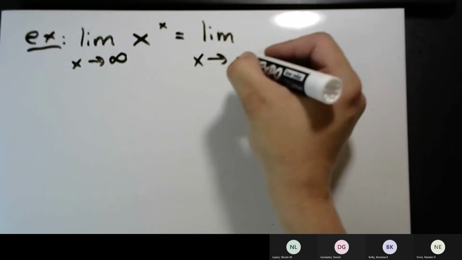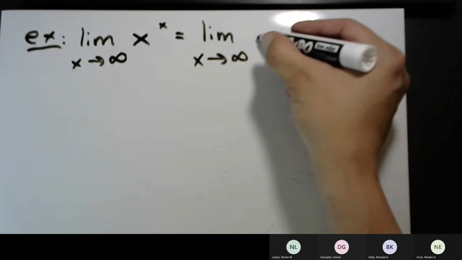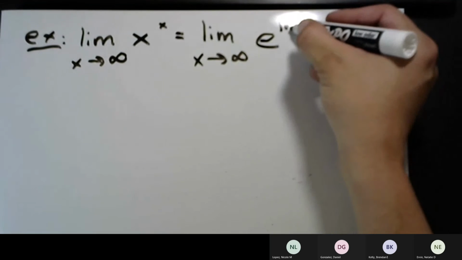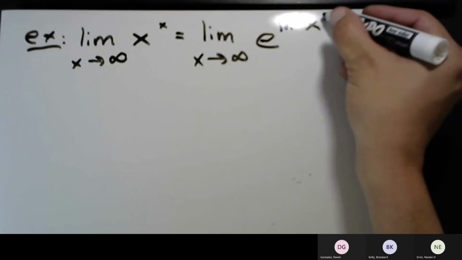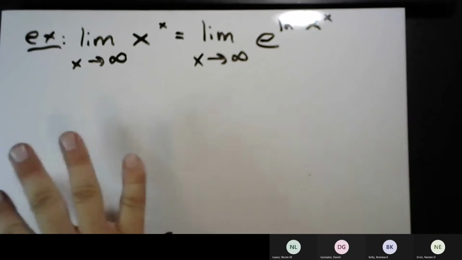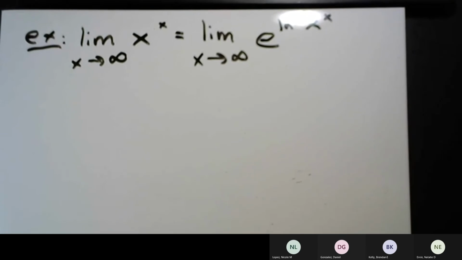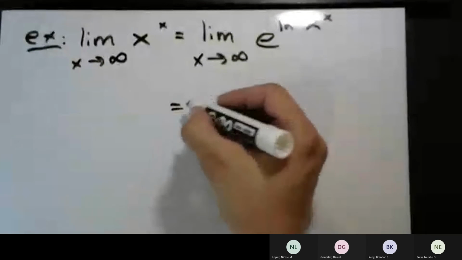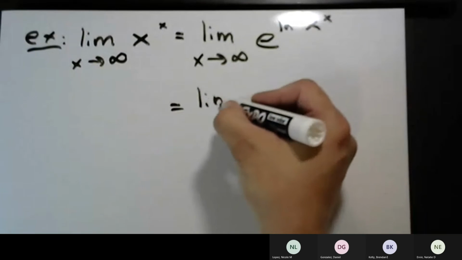So we can rewrite this as e to the natural log of x to the x. So we can do that. That's the trick that we want to focus on. The rest of this, we're just hammering through all kinds of nasty algebra. Don't want to waste too much time on that.